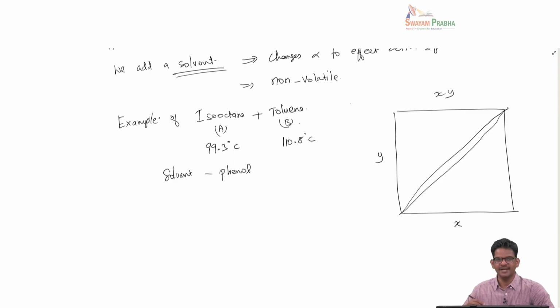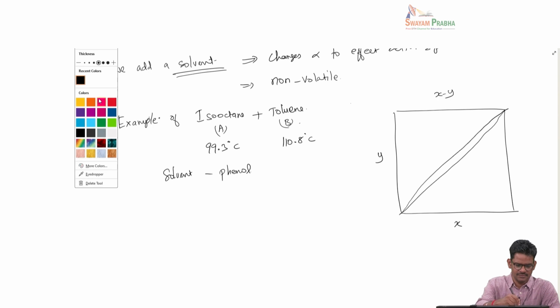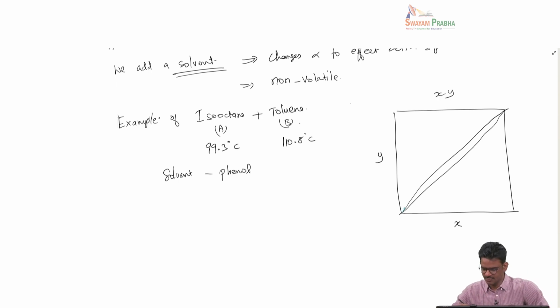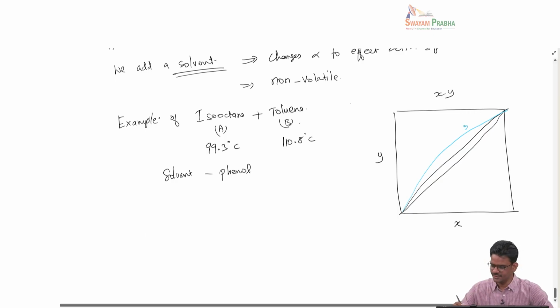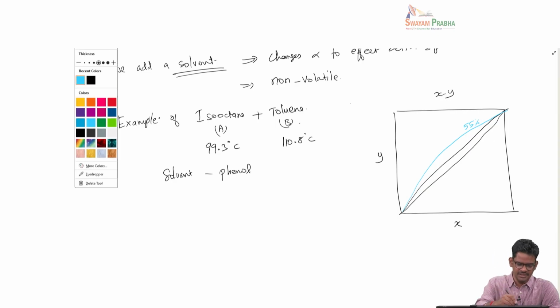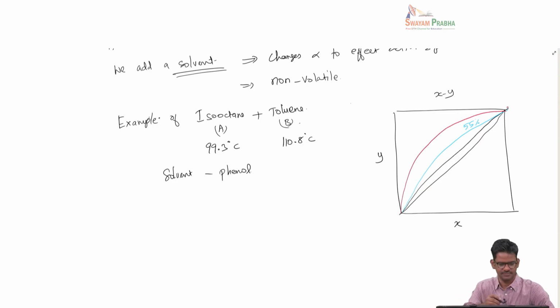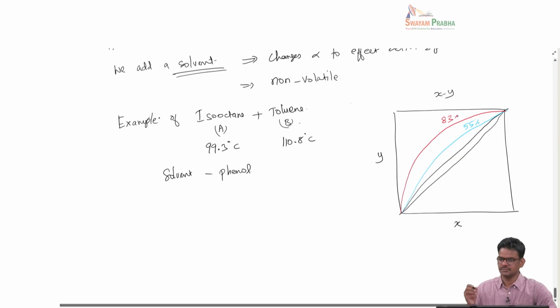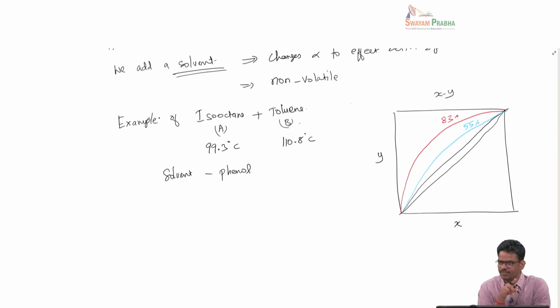Now, if I add a little amount of phenol to the system, this curve opens up a little. Let us say I have 55% of phenol added. Now, if I increase the amount of phenol to 83, it becomes even better. So, what we are saying is that if I look at the composition of isooctane between the vapor and the liquid in the presence of phenol, the relative volatility of isooctane increases.